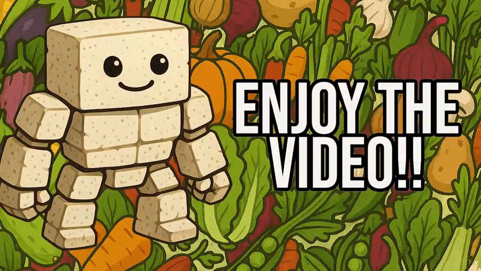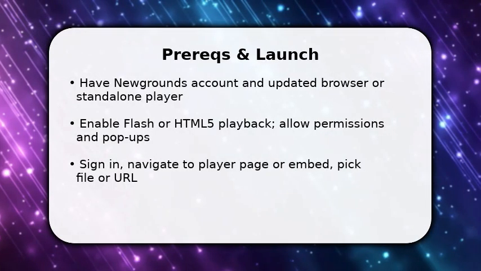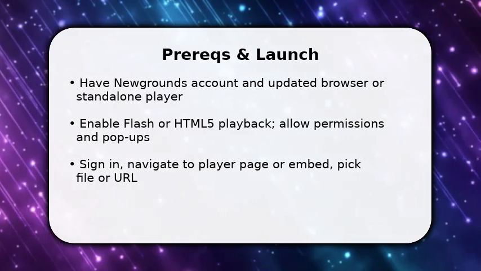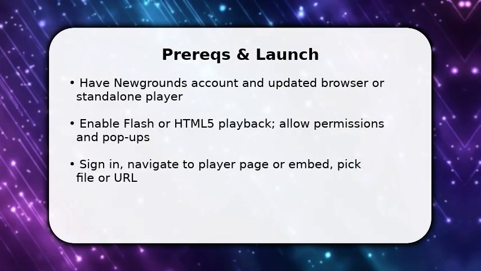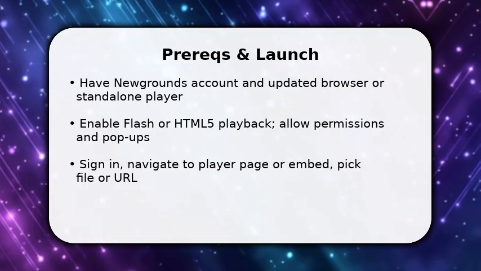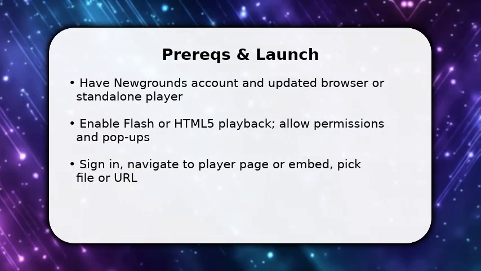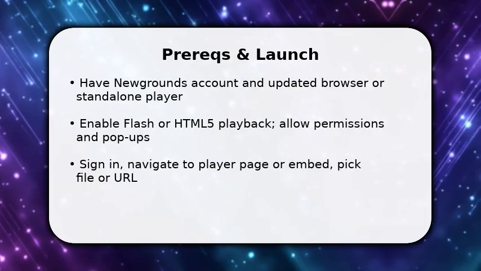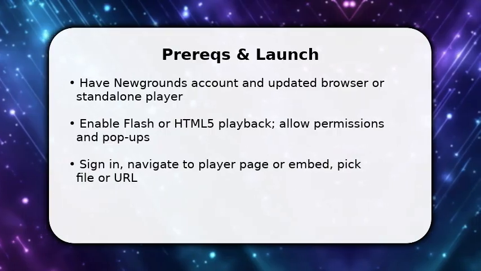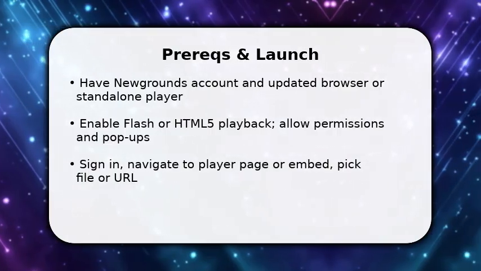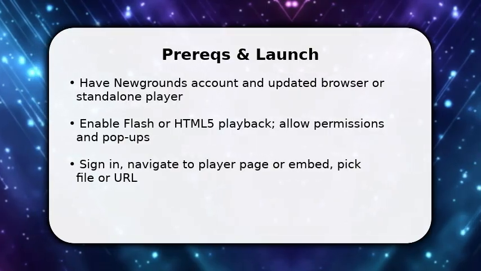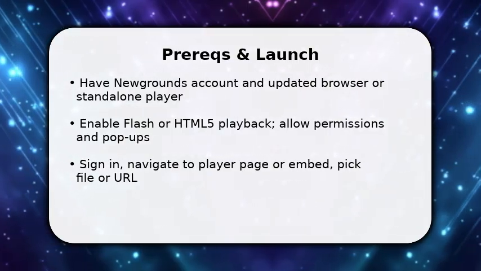Please enjoy the video. You start by confirming what you need: a Newgrounds account and either the updated browser or the Newgrounds Player app. Once done, enable Flash support or choose HTML5 playback and allow necessary permissions so content runs. Make sure pop-ups and site cookies are permitted. Sign into your Newgrounds account, then navigate to the artist or upload page, or open the player and select the file or paste the URL. This gets you into the player quickly and reliably.